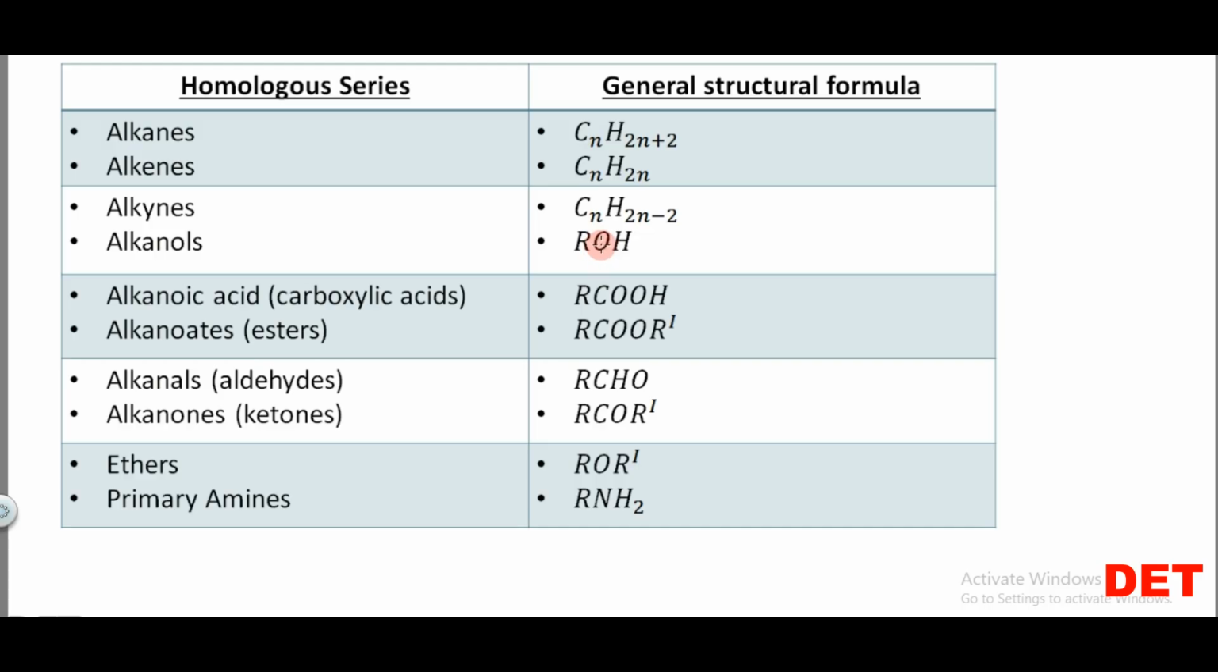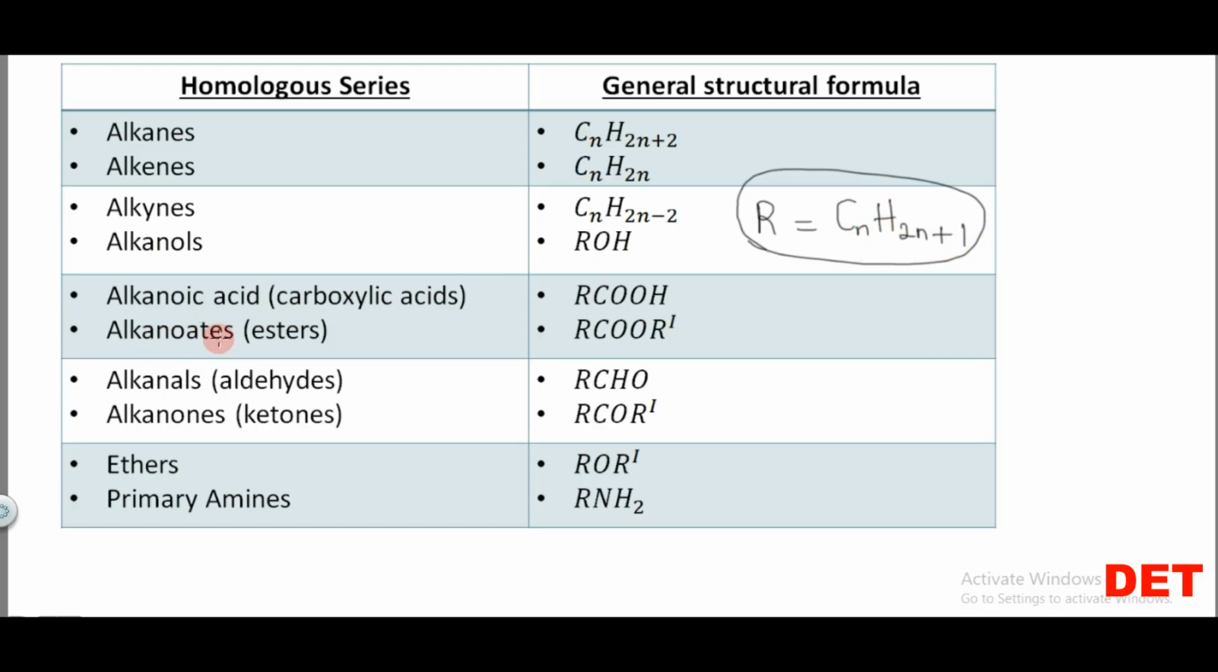The general structural formula for the alkyl group is CnH2n+1. Then you have alkanoic acid, which I also refer to as carboxylic acid, and this is the general structural formula, RCOOH, where R is your alkyl group. And the general structural formula for the alkyl group is CnH2n+1.